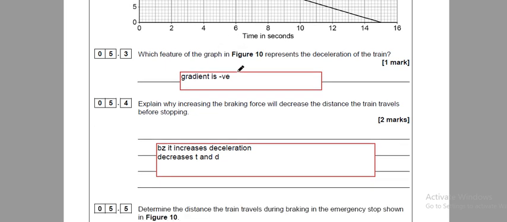Explain why increasing the braking force will decrease the distance the train travels before stopping: because it increases the deceleration and hence decreases the time. Once again, a equals delta v over delta t. So as deceleration increases, the time should decrease, and hence the distance.